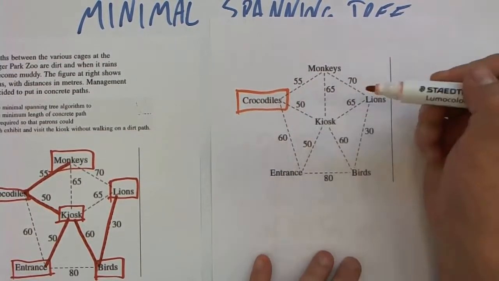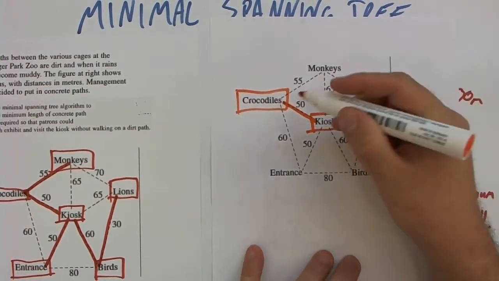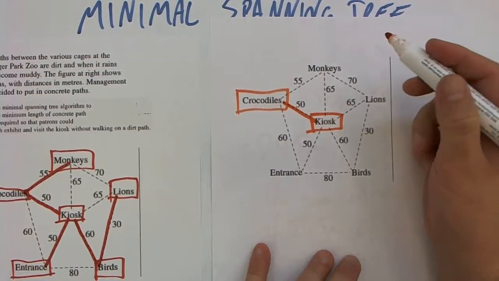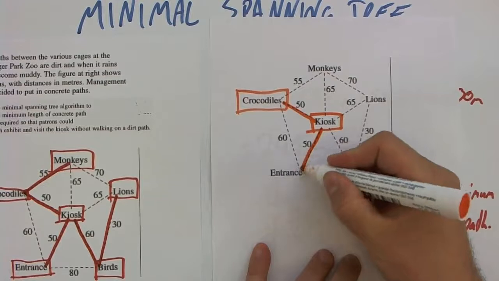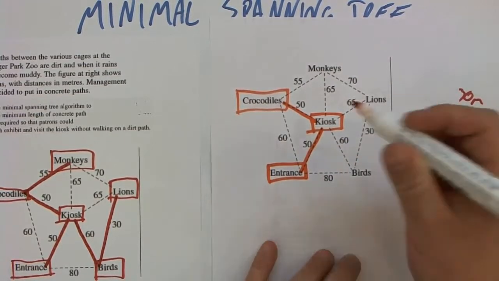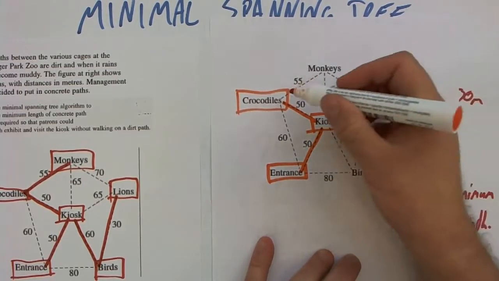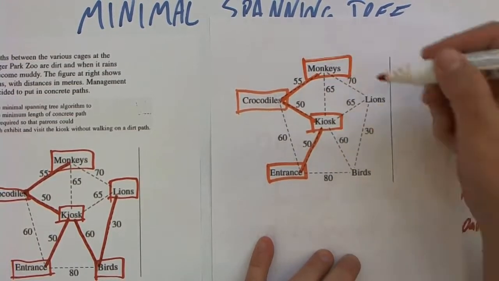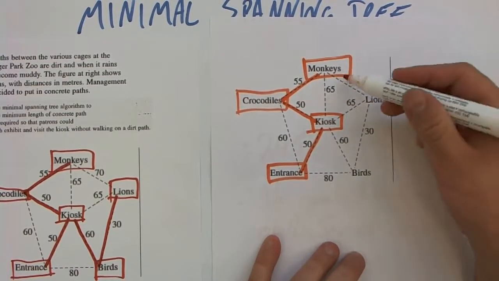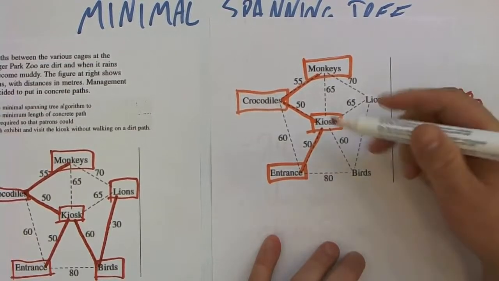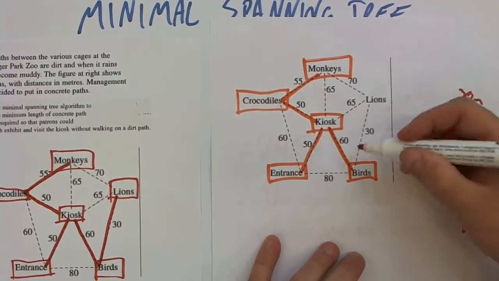From the crocodiles, what's the shortest? This path here. Okay, from either of those, which one's the next shortest out? Okay, well, it's going to be this one. Okay, from either of these, which one's the next shortest? 55, 65, it's going to be this one. Okay, now from any of those, what's the next shortest? Okay, so we're going this way. We need 70, 65, 60, 80. It's going to be the 60. And now, out of the paths to the lions, I'm going to use this one.